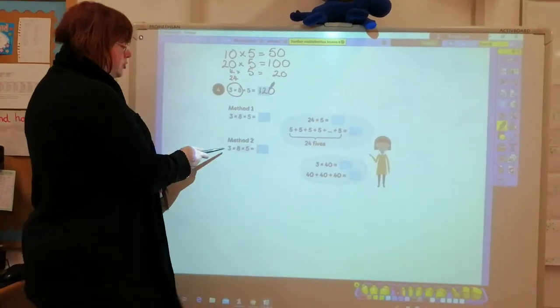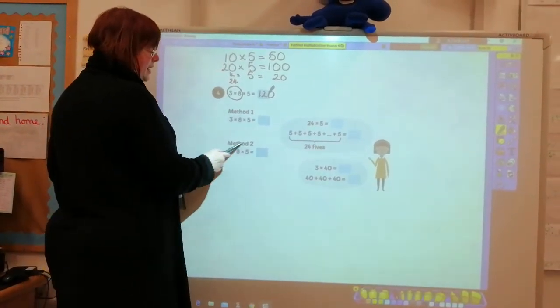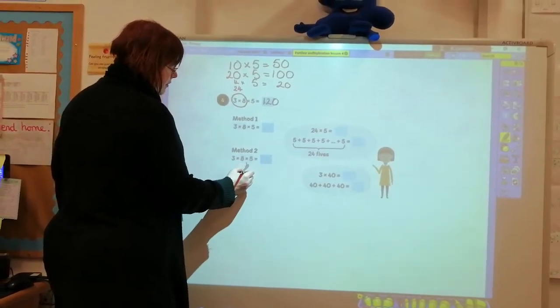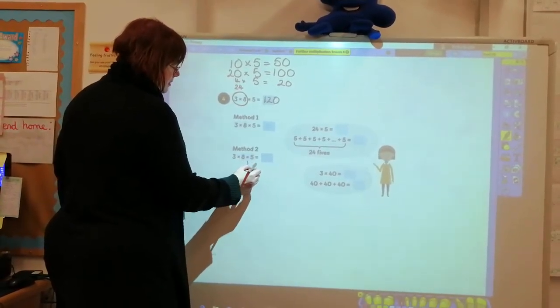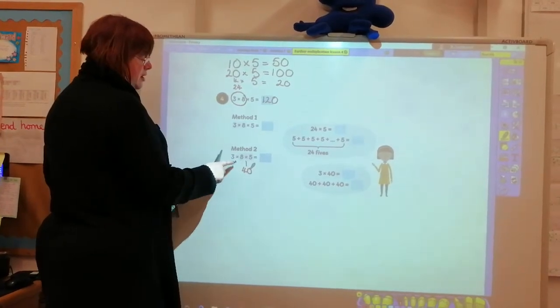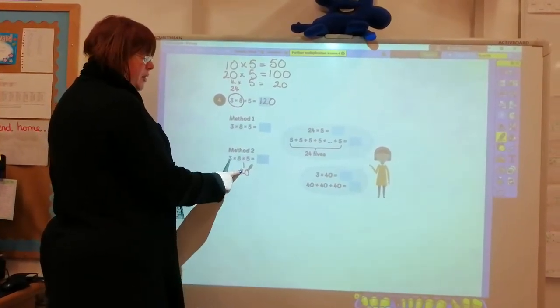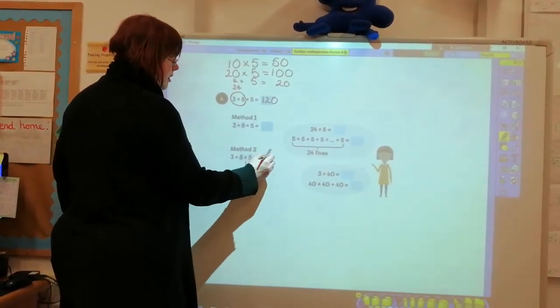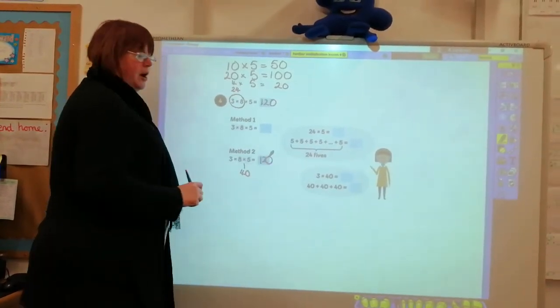Okay, then doing it the other way around, doing 8 times 5 first, which gives us 40, and then 40 times 3. Well, we know 3 times 4 is 12, adding the placeholder back on gives us the same number of 120.